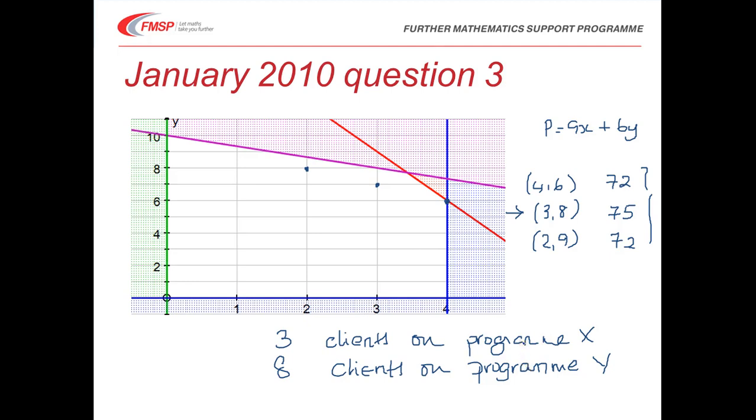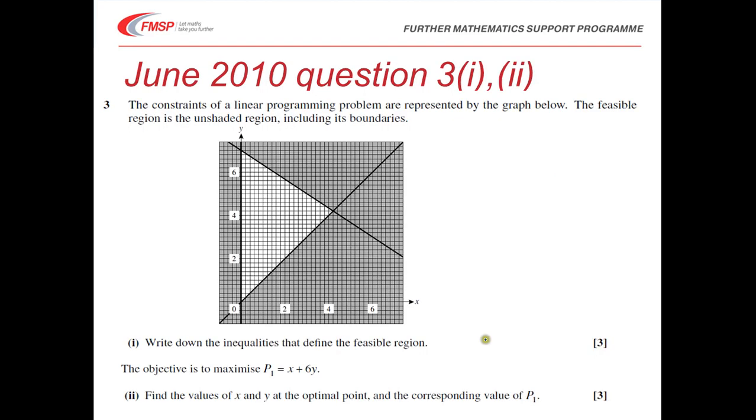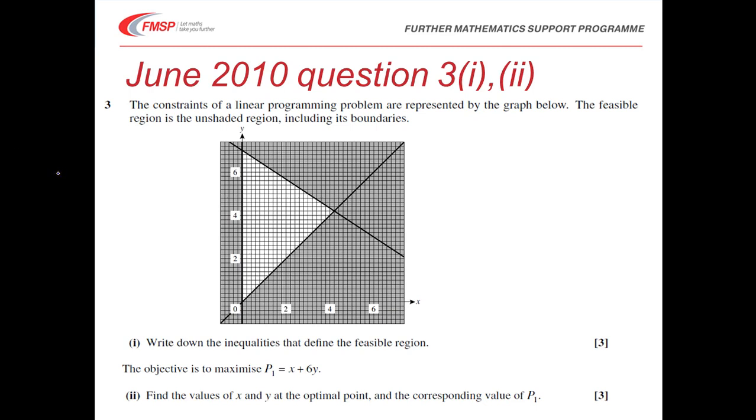So that is an example of a question where you've had to draw the graph. The other type of question that you might get is where they give you a graph and you have, in this case, to write down the inequalities that define the feasible region, and then perhaps do a little bit of work on the objective function. So we will have a look at this question.